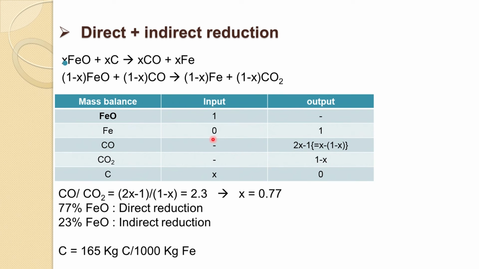So, for 1 mole input, if we do this for x mole of carbon, you get the output 1 mole of iron. Actually finally when it reduces, you combine it and you will get the COx. If you combine these two, then you can do the mass balance, and you get x minus 1 minus x equal to 2x minus 1 for CO, CO2 is 1 minus x and 0 carbon as an output.